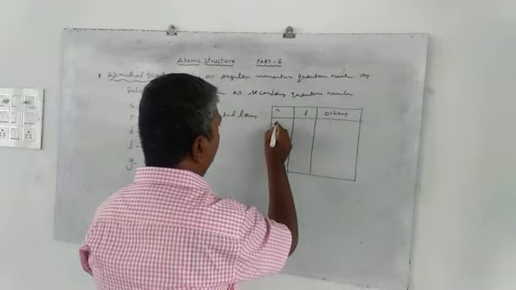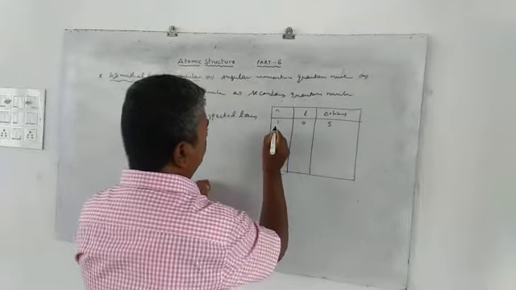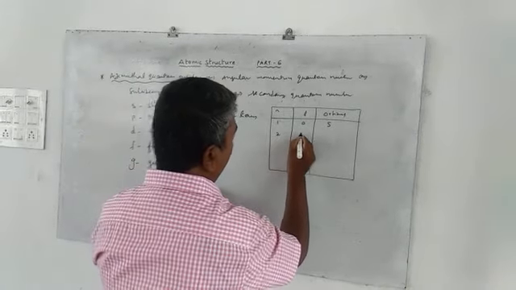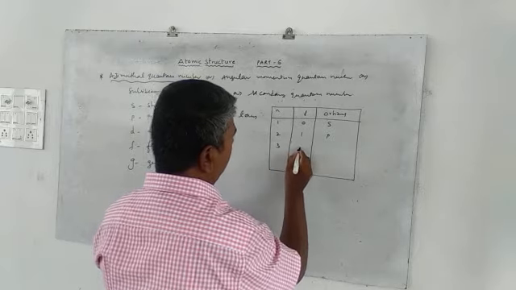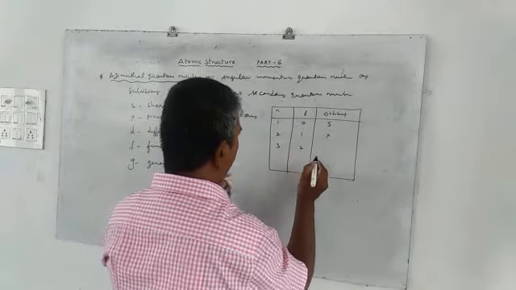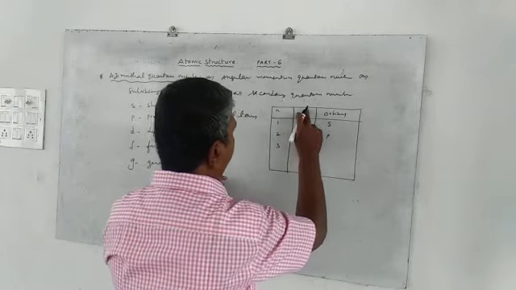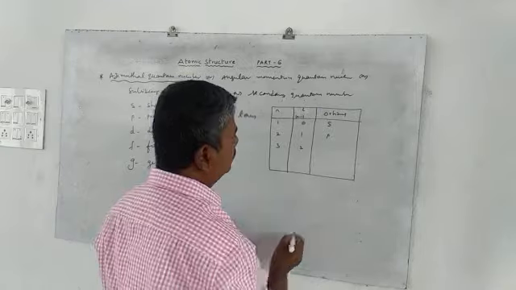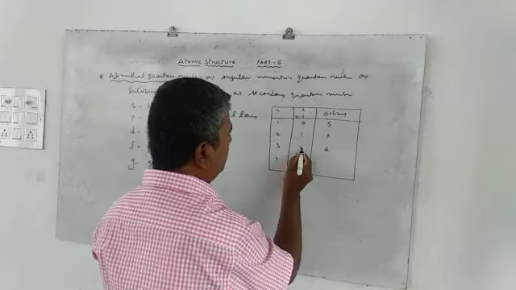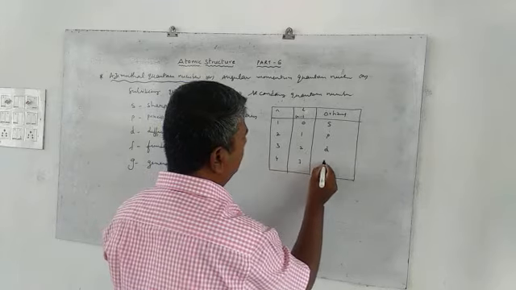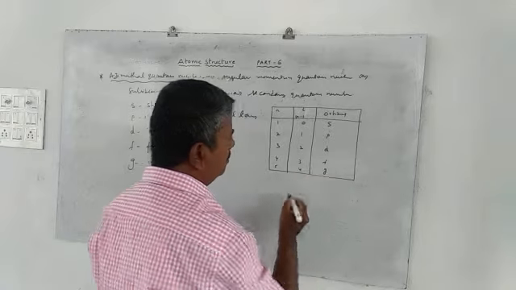n equal to 1, L value is 0, that is s orbital. n equal to 2, L equal to 1, that is p orbital. n equal to 3, L equal to which one? 2, because L equal to n minus 1. So that is d orbital. n equal to 4, that means 3, that is f orbital. n equal to 5, 4, that is g orbital.